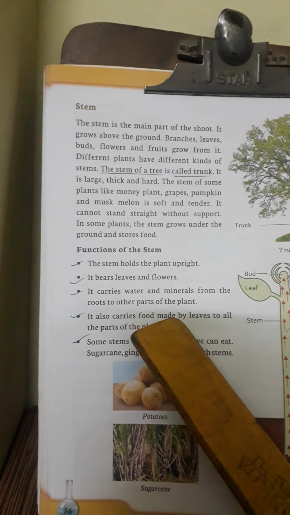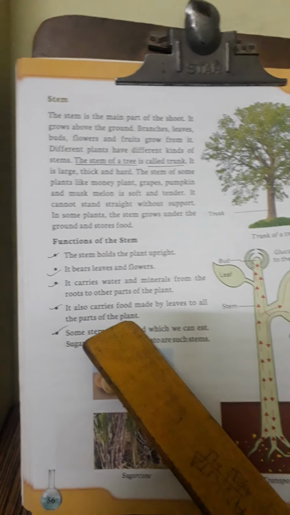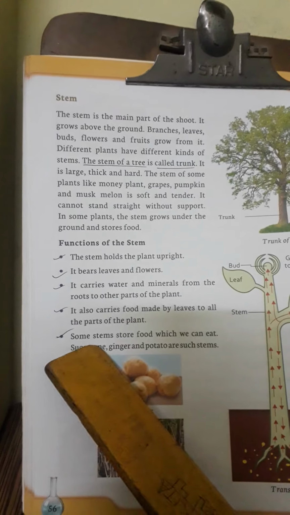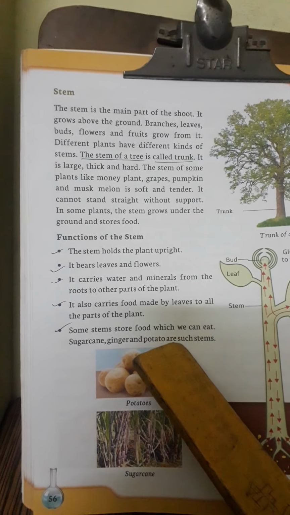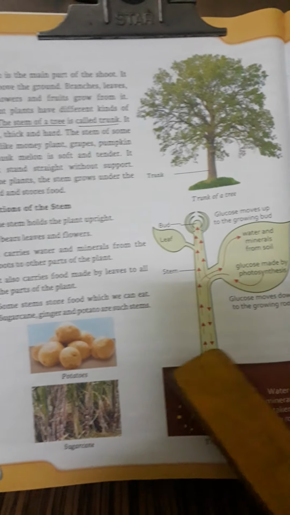It also carries food made by the leaves to all parts of the plant. Some stems store food which we eat. Sugarcane, ginger and potato are examples of such stems.